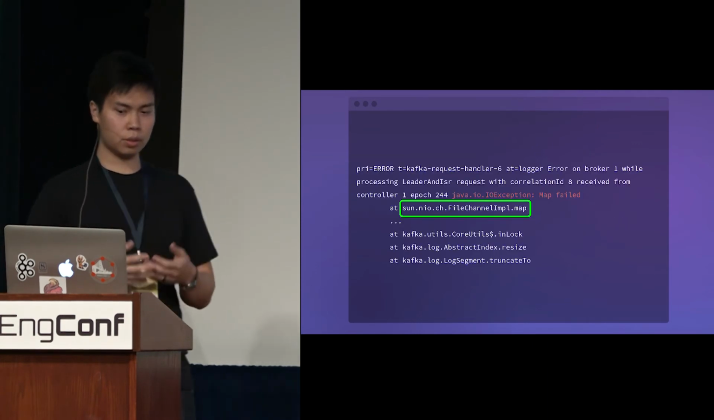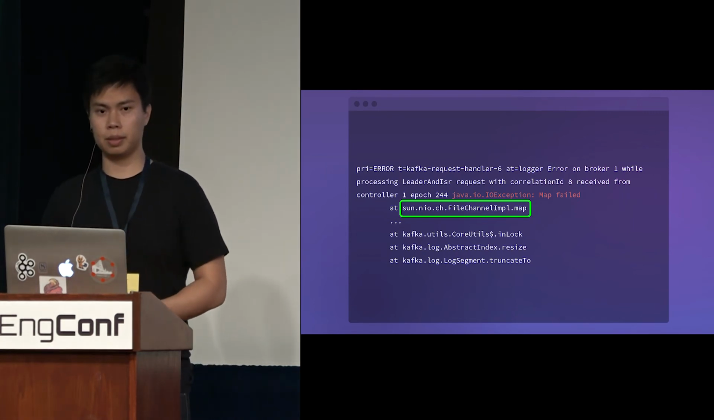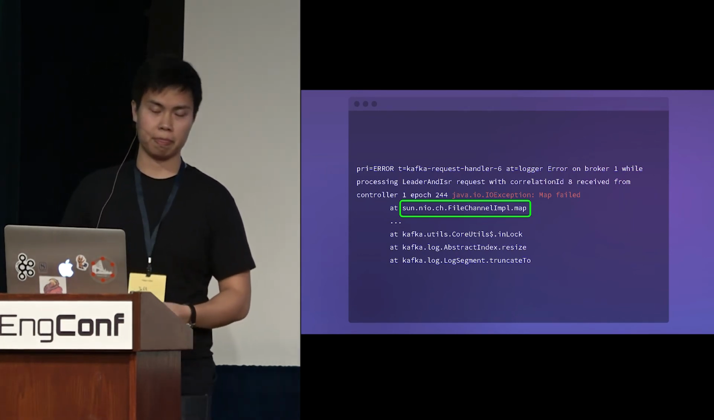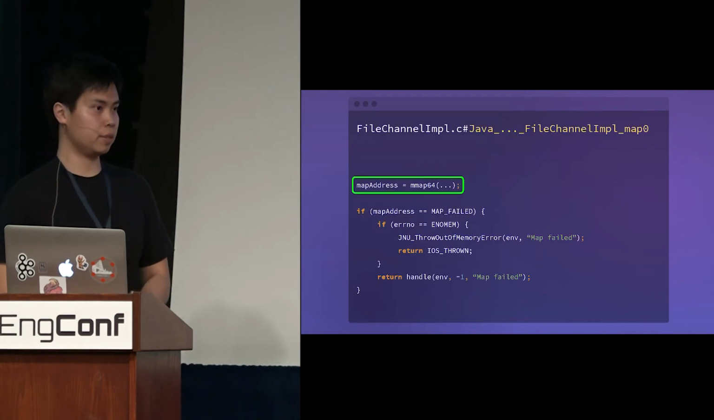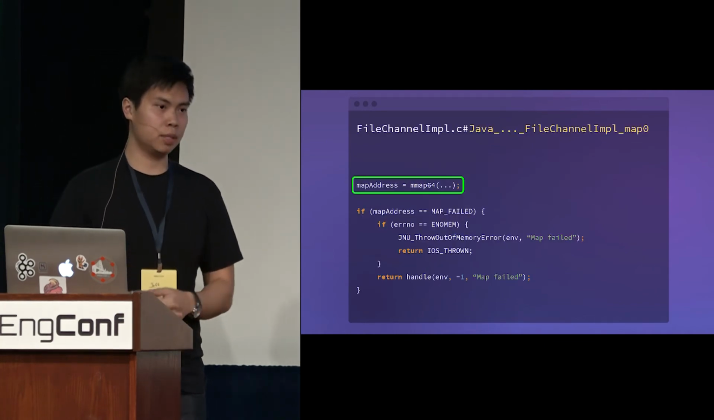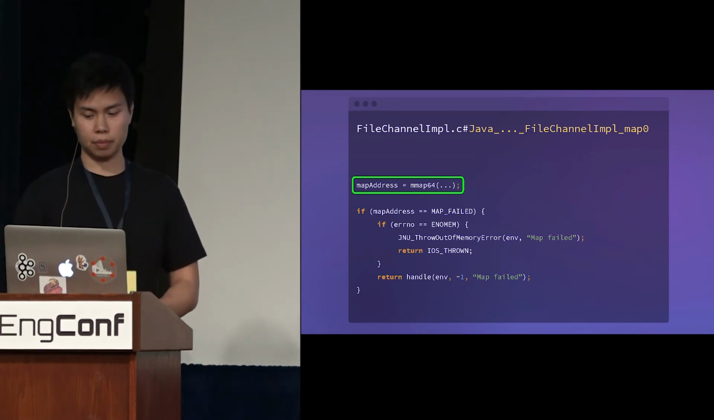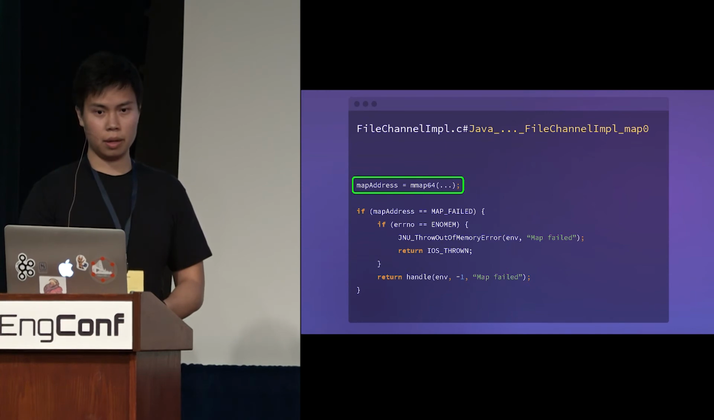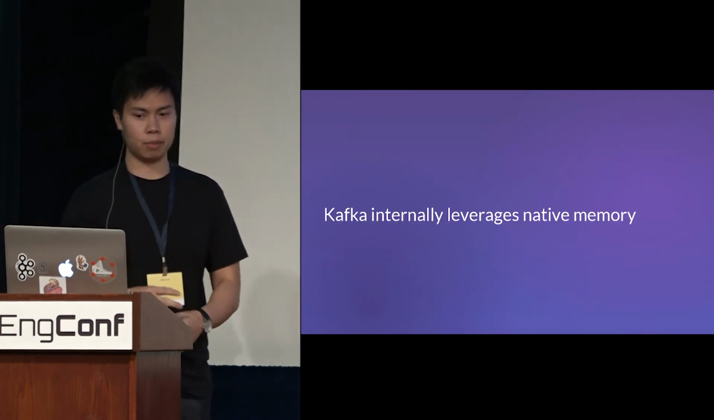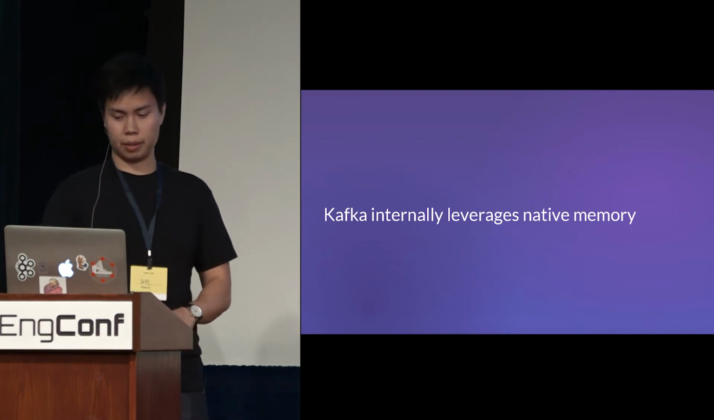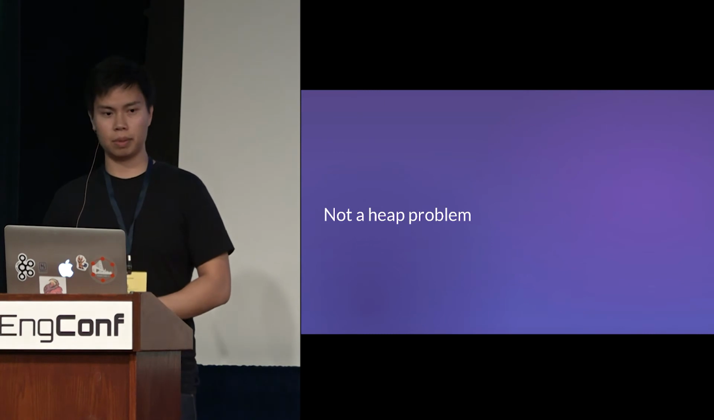But now if you take a closer look at the log, you'll see that it references something called the FileChannelImpl map method. If we dig into that map method in the C code, we'll see that it references native memory. Specifically, it tries to allocate memory-mapped byte buffers. This makes sense because Kafka internally heavily leverages native memory. But basically, this was not a heap problem.